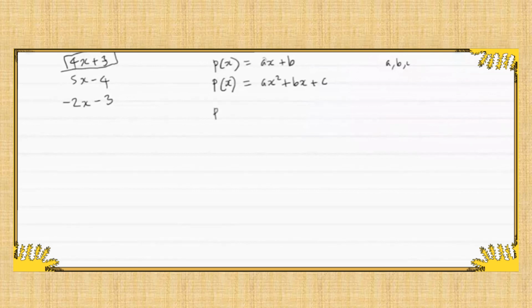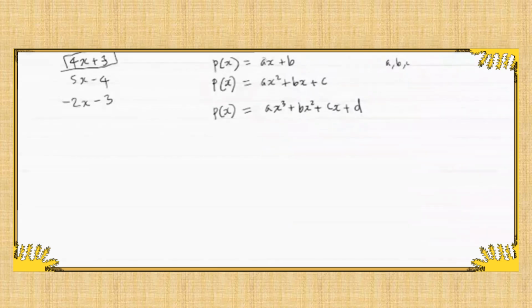And next, the cubic polynomial. How can we give the general form? ax cube plus bx square plus cx plus d is the general form of a cubic polynomial. So you know the general forms.